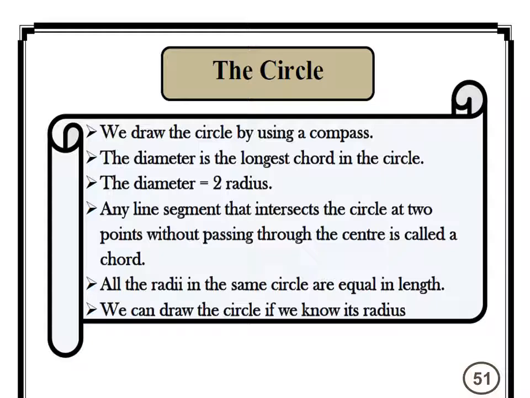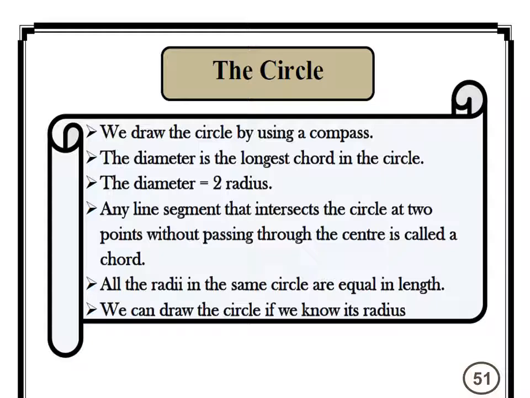Point number 3, the diameter is double the radius. If I have my radius, for example, 5 centimeters, then my diameter is 10 centimeters. If my radius is 3 centimeters, then my diameter is 6 centimeters, and so on. Okay, then all the radii in the same circle are equal in length.